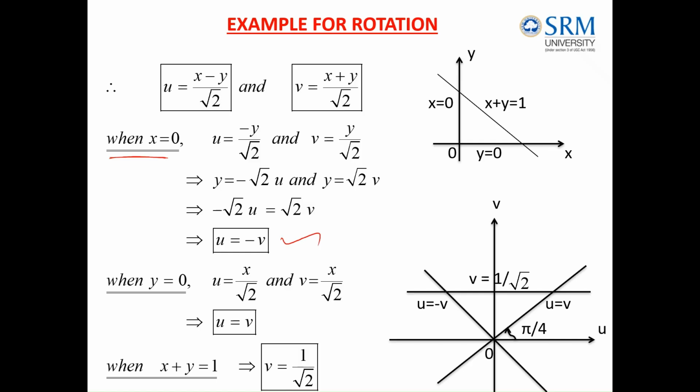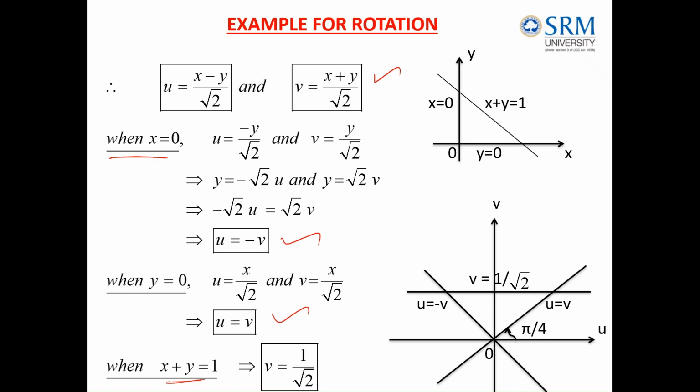Then when y is equal to 0, if you substitute here, you will get u as x by root 2, v as x by root 2. So both u and v are equal. So the relation between u and v is u equal to v. Then next we need to take this edge x plus y equal to 1. So if you substitute that x plus y equal to 1 here in v, you will get v is equal to 1 by root 2. Now we need to draw these edges in the w plane.